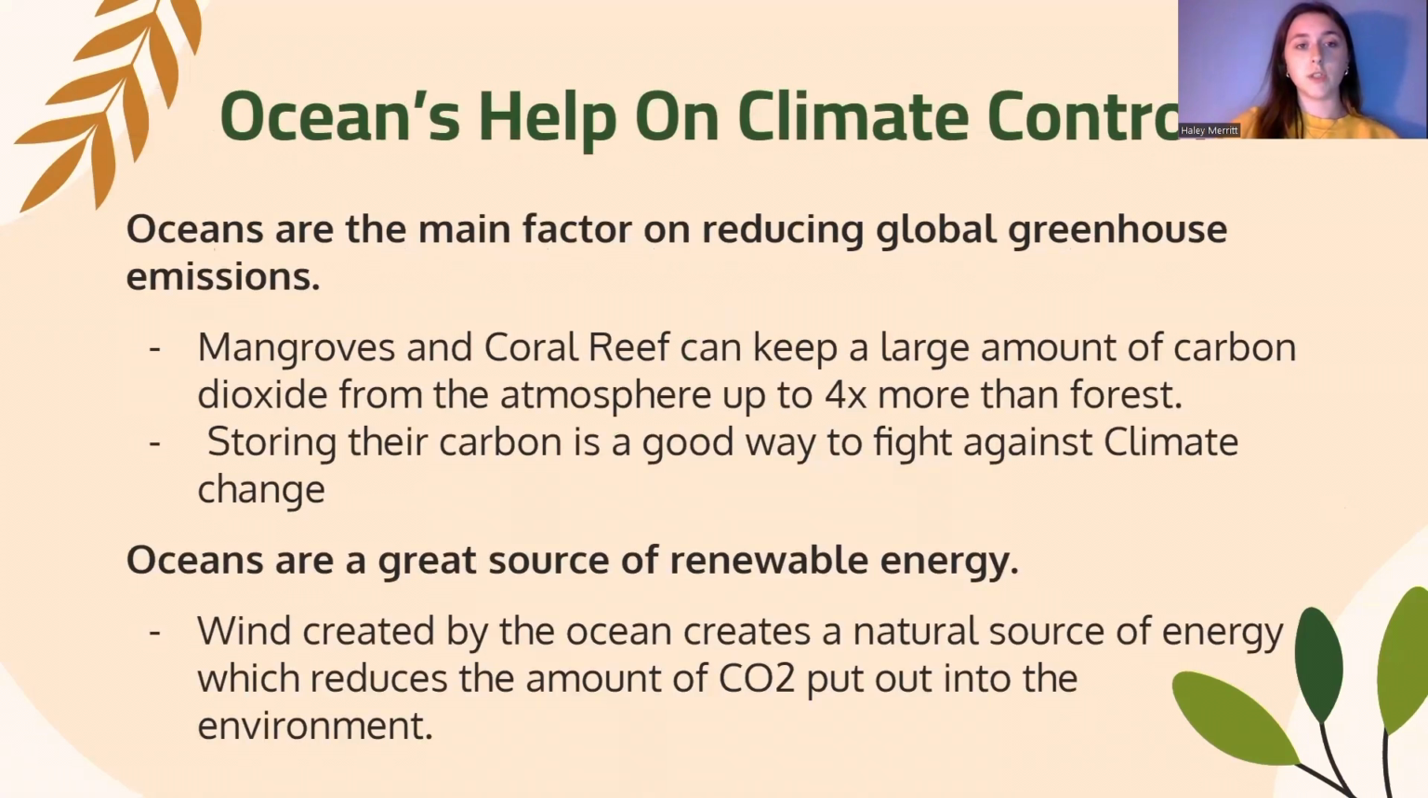So to look at how our ocean helps climate control, I want to focus on that oceans are the main factor on reducing global greenhouse emissions. So things like mangroves and coral reefs can keep a large amount of carbon dioxide from the atmosphere, about up to 4 times more than forests can. And storing their carbon is a really good way to fight against climate change. Also, oceans are a great source of renewable energy. So, for example, wind that is created by the ocean creates a natural source of energy, and this can reduce the amount of CO2 that's put out into the environment.